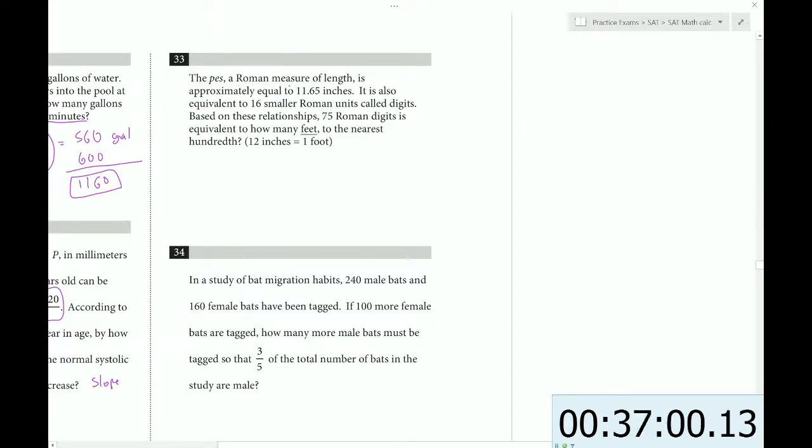The pes, a Roman measure of length, is approximately equal to 11.65 inches. So 1 pes is 11.65 inches. It is also equivalent to 16 Roman units called digits. So it's also equal to 16 digits. Based on these relationships, 75 digits is equivalent to how many feet? Equals how many feet? Okay. We also know that 12 inches equals 1 foot.